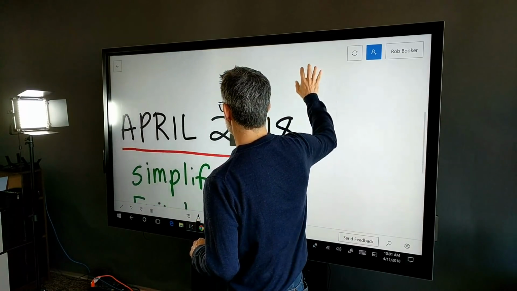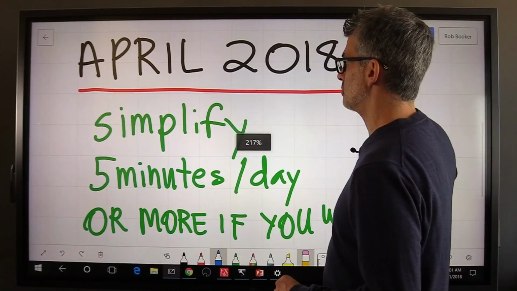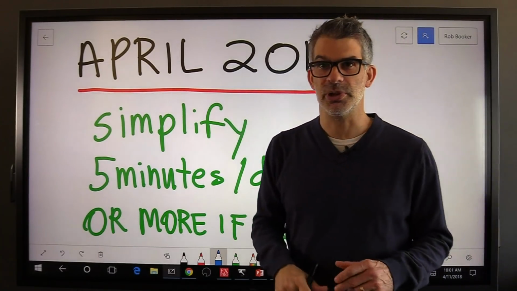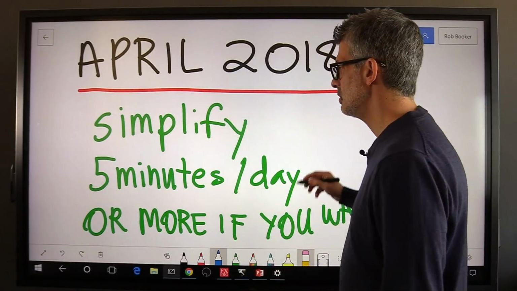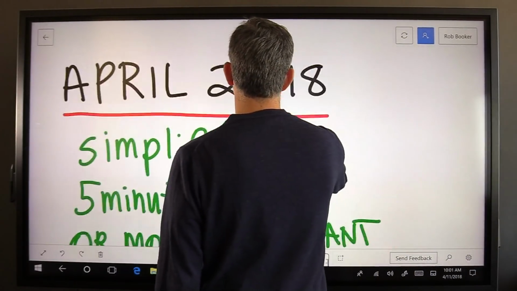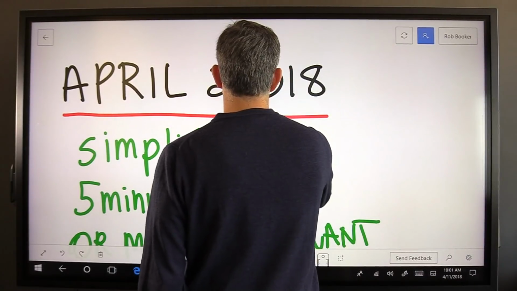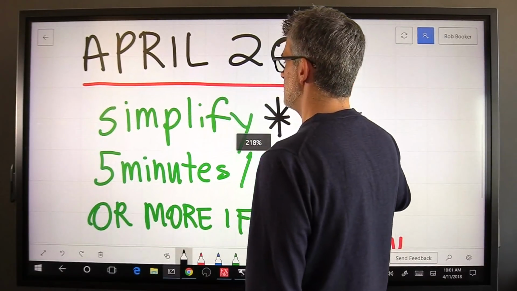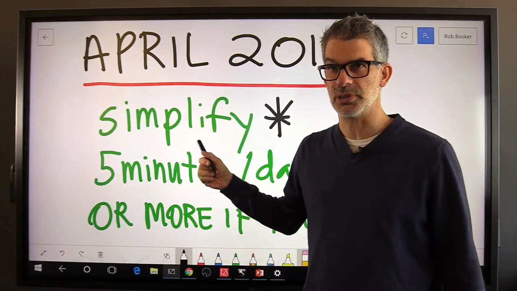I want to walk you through what we're going to do in April of 2018. The first and most important thing that we're going to do is we're going to simplify. We're going to reduce the amount of time that it takes to profit from what you can learn.